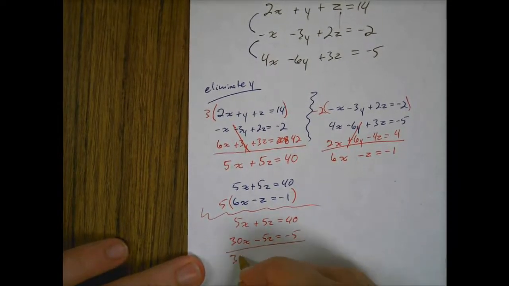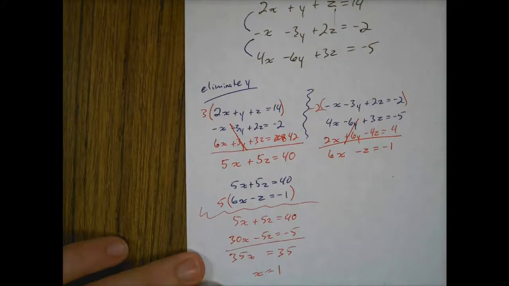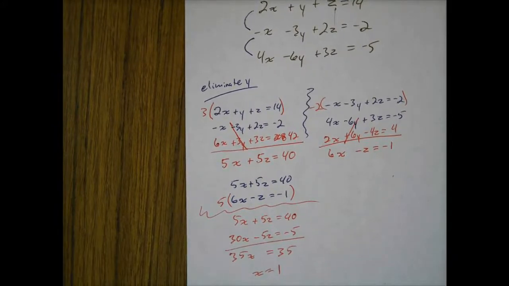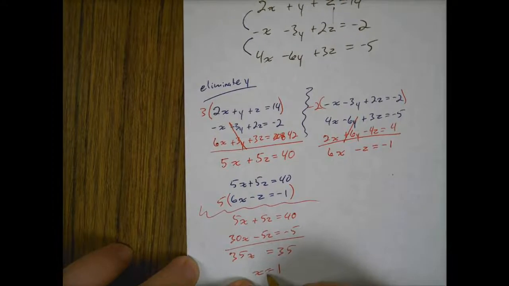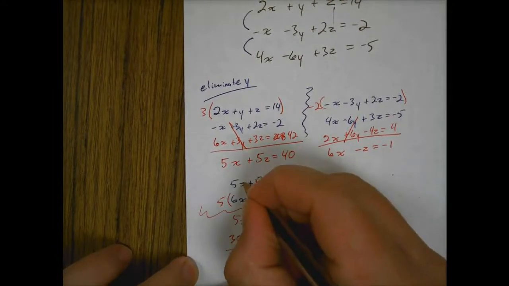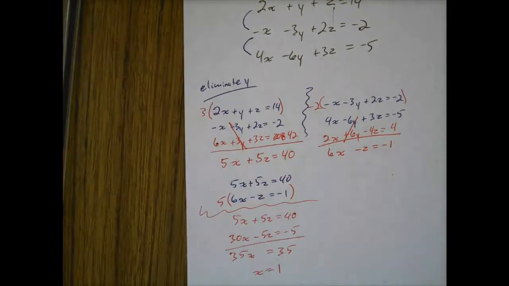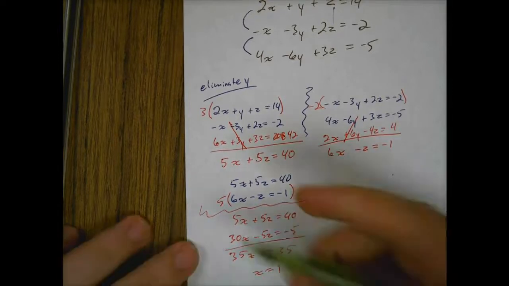Together this will make 35x equals 35. So x must be 1. Cool, we found what one of the variables is. So if I know x is 1, looking right here, that would mean x is 1 right there. So I could substitute a 1 for this x.